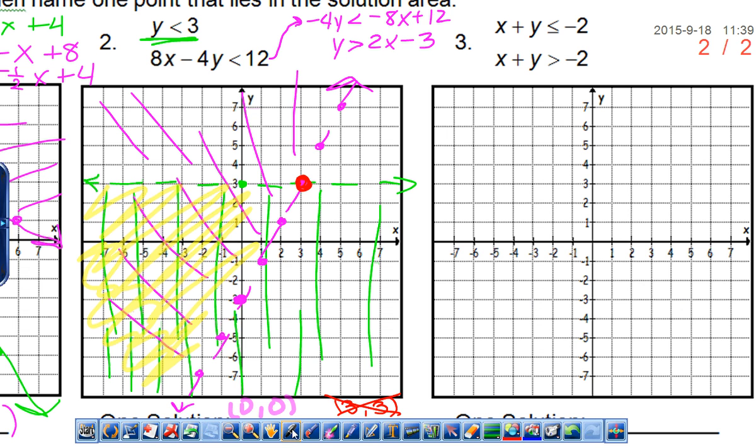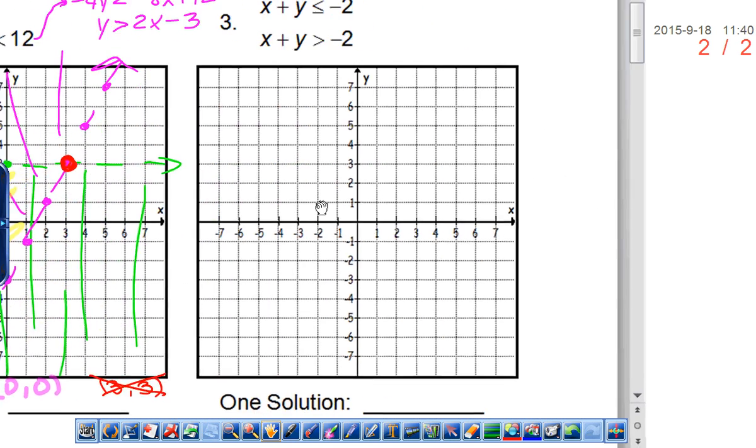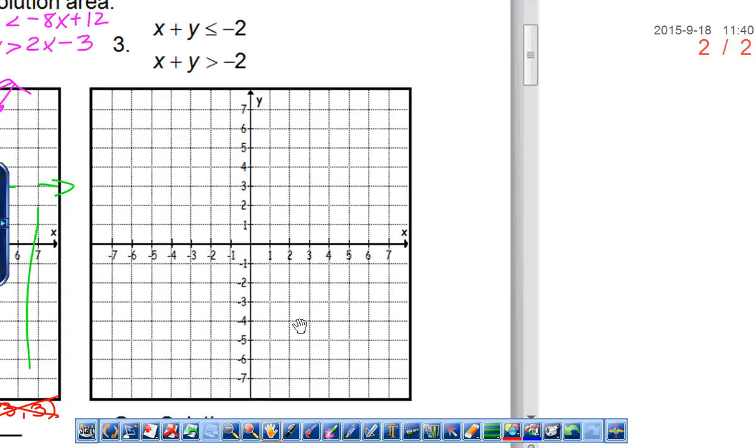All right, let's look at number 3. Let's solve that top one for y. So it's y is less than or equal to negative x minus 2. What's our y-intercept? Negative 2. Our slope is negative 1.